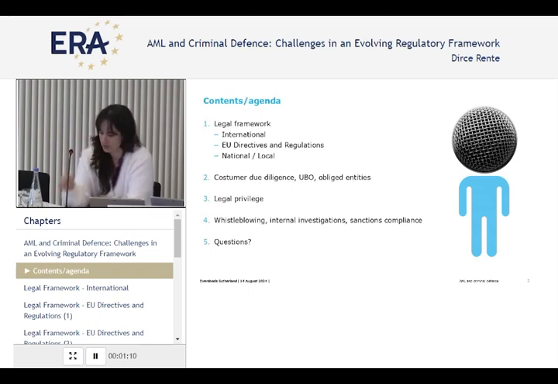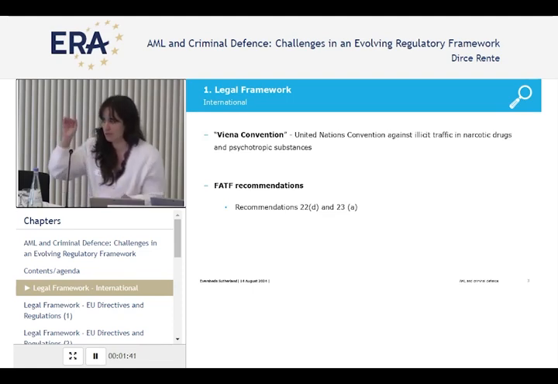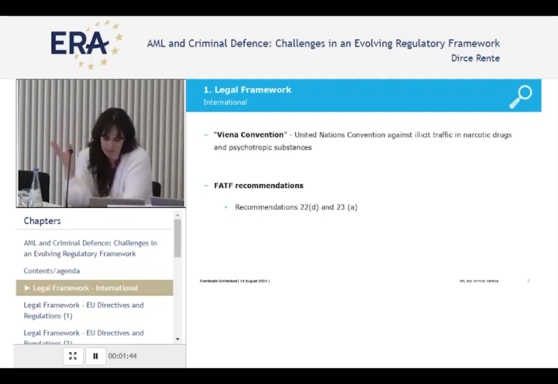So, to start with the legal framework, I've pinpointed two international instruments: the Vienna Convention, which was adopted in 1988. It's the United Nations Convention Against Illicit Traffic in Narcotic Drugs and Psychotropic Substances. And this is the first international instrument where we can find the definition of money laundering by the three stages. I think we all know those: placement stage, layering stage, integration stage.